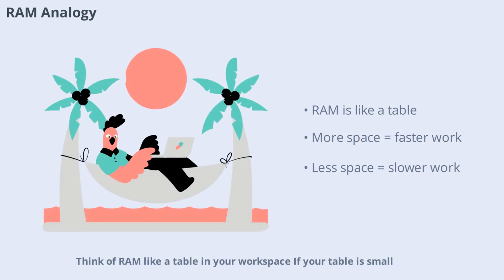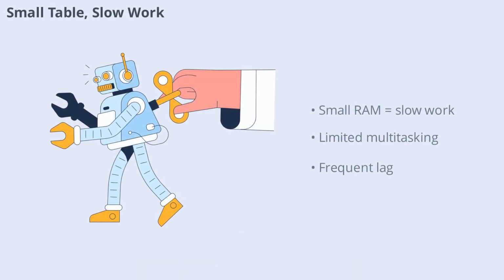Think of RAM like a table in your workspace. If your table is small, you can only fit a few things on it, making it hard to work efficiently. If your table is big, you have plenty of space to spread out your tools and papers, making your work faster and easier. In the same way, more RAM gives your device more room to handle tasks, leading to smoother performance and faster operations.